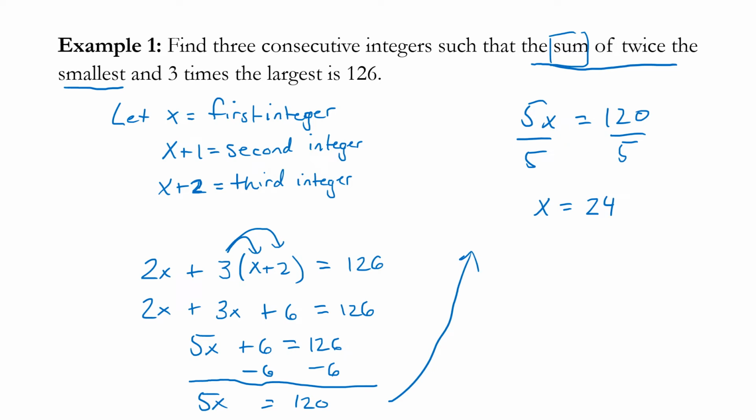So my first integer is 24. My second integer would be 1 after that, which is x plus 1, which would be 25. My third integer, which is x plus 2, would be 26.